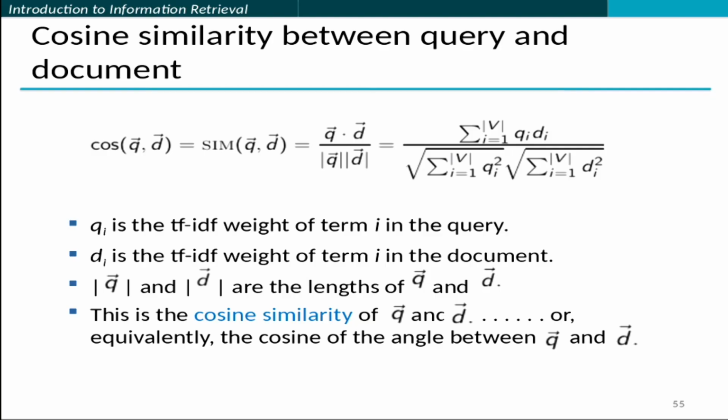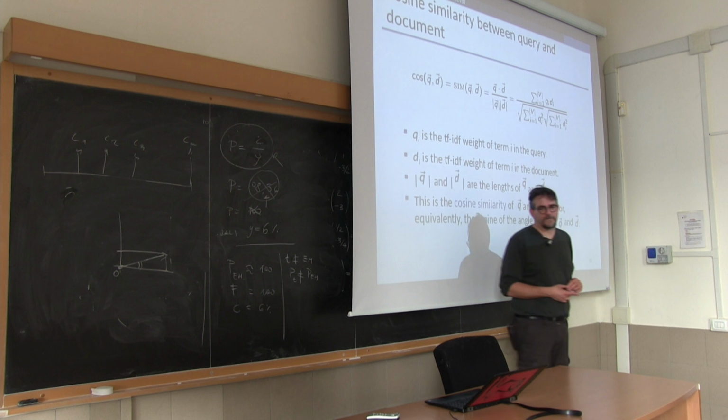What's V? V is the dimension of the vector space, namely the number of terms in our collection.